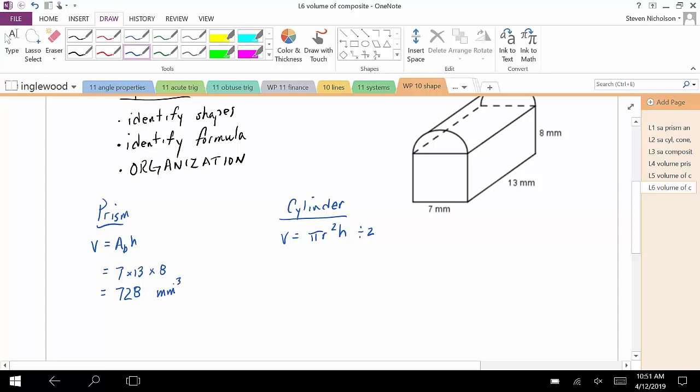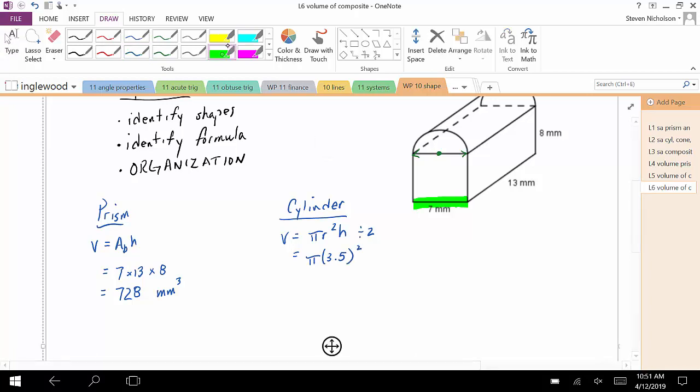With the volume of our cylinder, we're going to have pi times the radius squared. This is the one thing we have to be careful with. The diameter of the cylinder is 7, matching this dimension at the bottom. So our radius is 7 divided by 2. So our radius is 3.5 millimeters, squared.